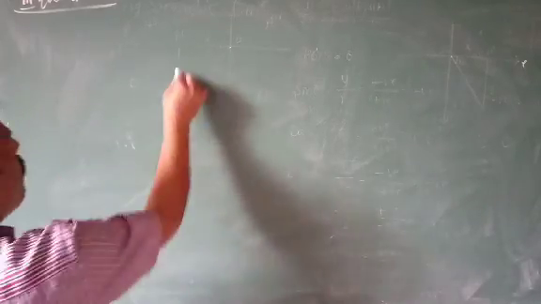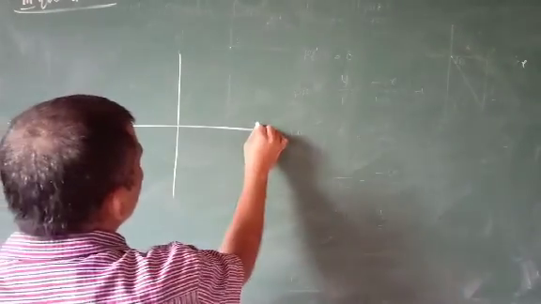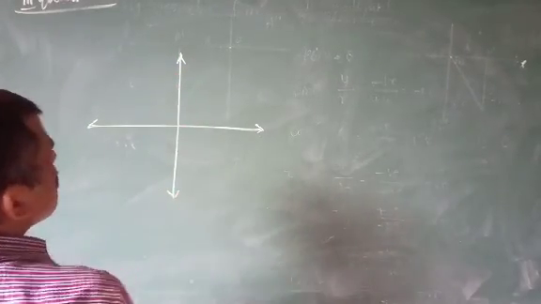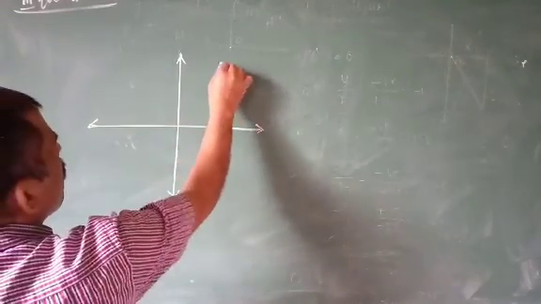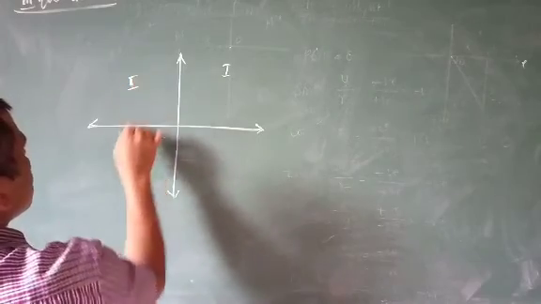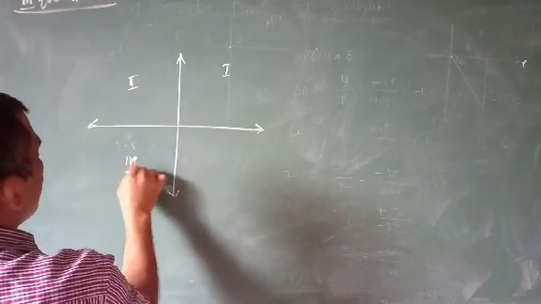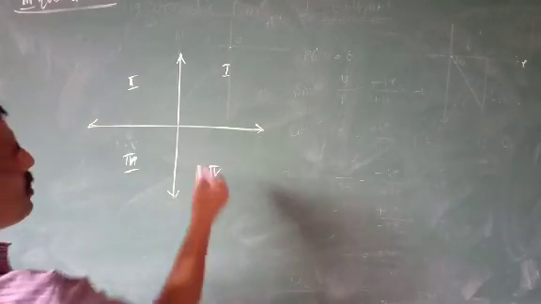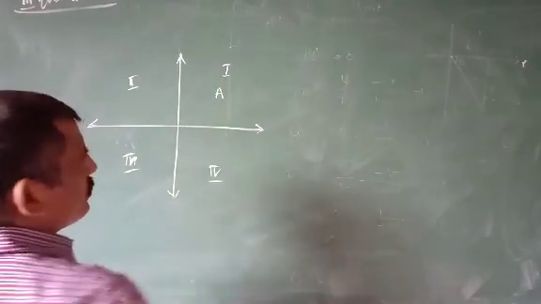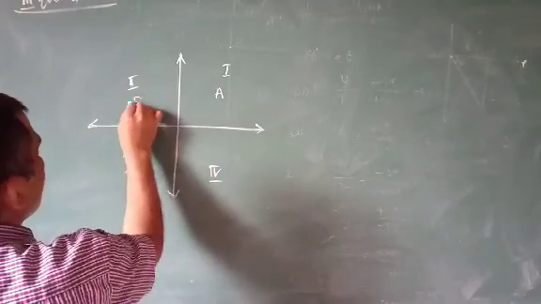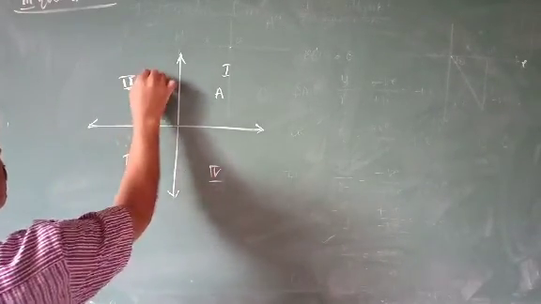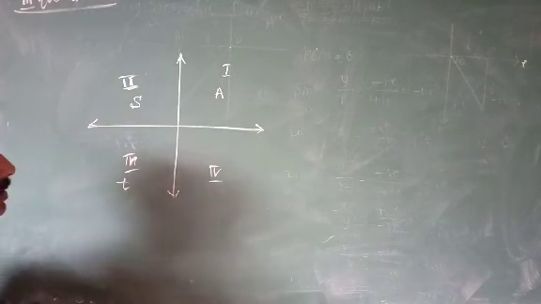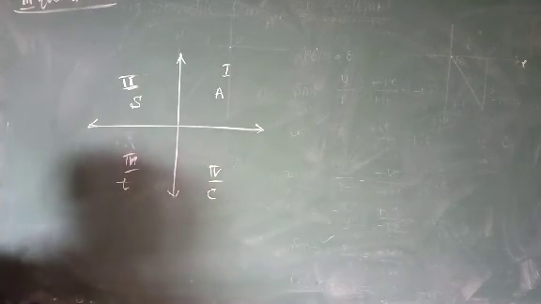This is the fourth quadrant in a coordinate plane. There is the first quadrant, second quadrant, third quadrant, and fourth quadrant. In the first quadrant, all are positive. In the second quadrant, only sin is positive. In the third quadrant, only tan is positive. In the fourth quadrant, cos is positive.